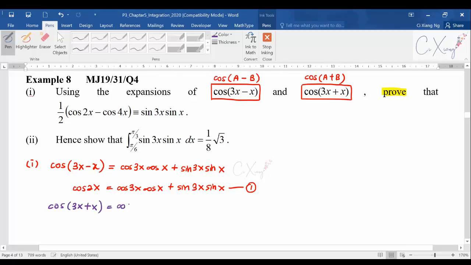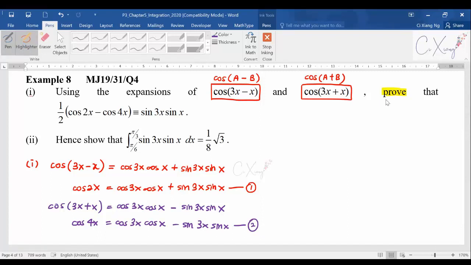So cos(A plus B) expands to cos A cos B minus sin A sin B. So if I simplify the 3x plus x here, I have cos 4x equals cos 3x cos x minus sin 3x sin x. I will treat this as the second equation. So I have already expanded what they asked us to expand.